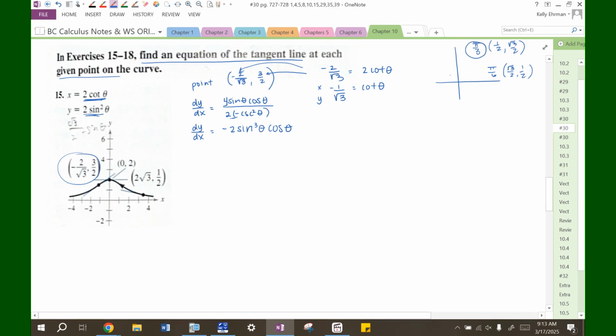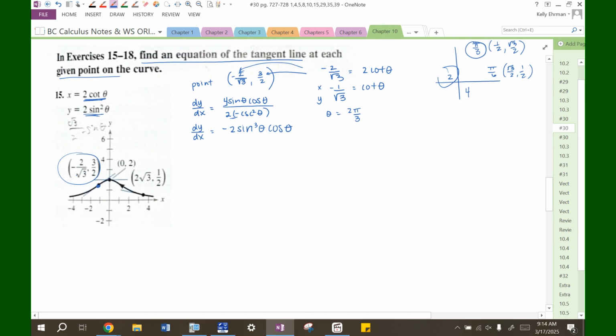Cotangent is negative in quadrants 2 and 4. There are two ways to look at this. We can see that we're in quadrant 2 right here, right? Or we could say, yeah, this is when the x is negative and the y is positive. But we're definitely in quadrant 2. So what is the pi over 3 angle in quadrant 2? It is 2 pi over 3.